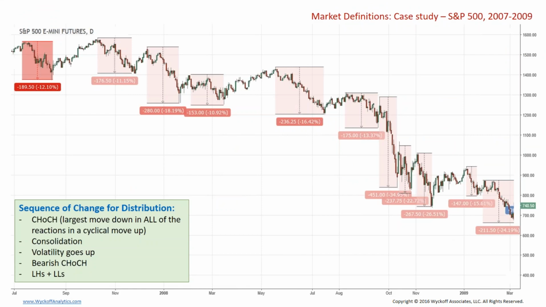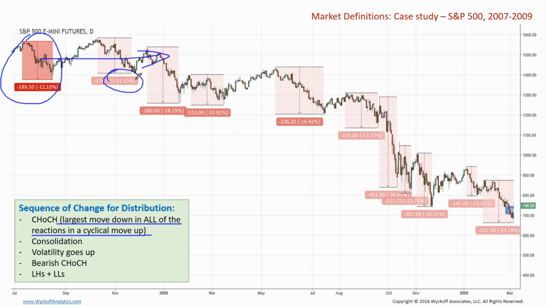And here we go again. It resembles the same picture that we had in 2000 and 2002, right? First change of character, increase of the volatility, largest move down in all of the reactions in the cyclical move up. Then we are having a consolidation. Through this consolidation, we're still having quite high volatility on the way down. So that confirms that the increase of volatility suggests a distribution rather than a reaccumulation.